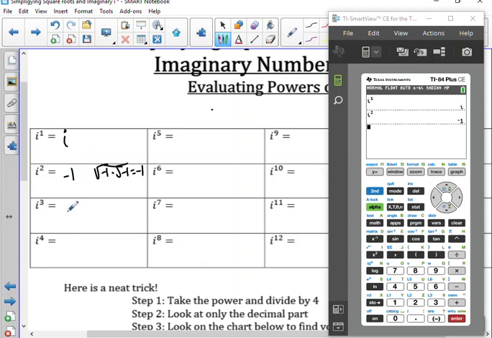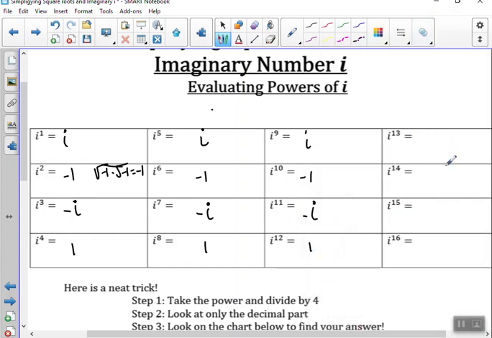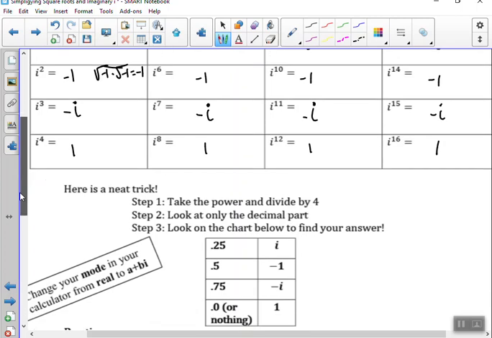What about i cubed? What did you guys get? Negative i. And then i to the 4th power? 1. i to the 5th? i. This one? Yep. And then this one? 1. What about this column? Same thing, same thing. So it's a cycle. And then 1. And if you keep going, you will keep getting the same thing here, because it always depends on the exponent. Whatever your exponent is, it's basically divisible by 4, and then you look at the remainder.